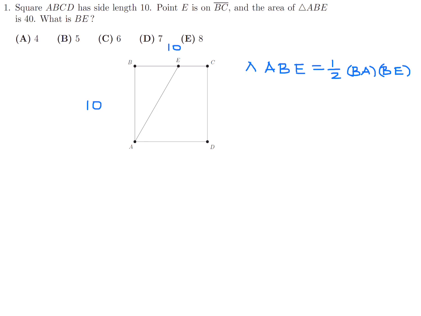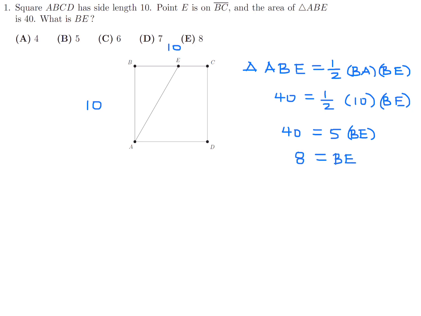Let's substitute in the values. The area is 40. 1/2 BA is from here to here, which is 10. And BE is what we're trying to figure out. So this becomes 40 is equal to 5 times BE, and therefore BE would be 40 divided by 5, which is 8. And therefore, number 1, the answer is E.